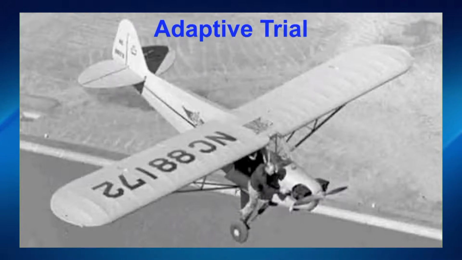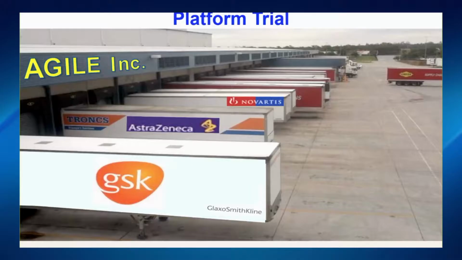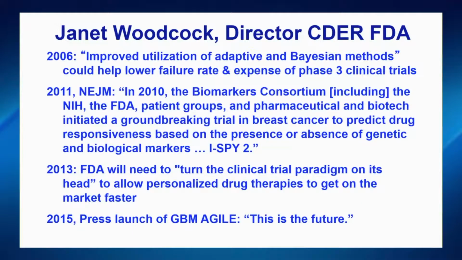So Gil talked about the eSmart. And this is Agile Inc. Yes, I like it. And the idea is that we evaluate drugs from various companies. The FDA has been solidly behind these kinds of efforts. They love the adaptive aspect. They love the platform aspect. Janet Woodcock has talked about this for years. She's the head of the Center for Drugs at the FDA.